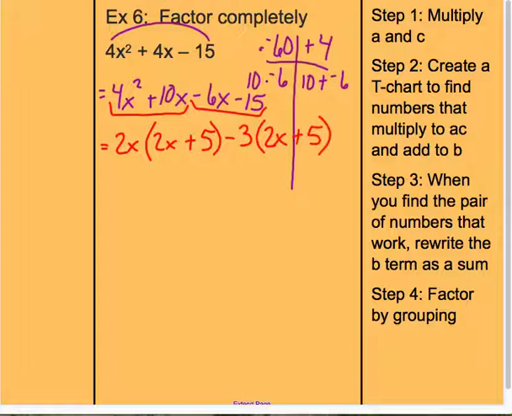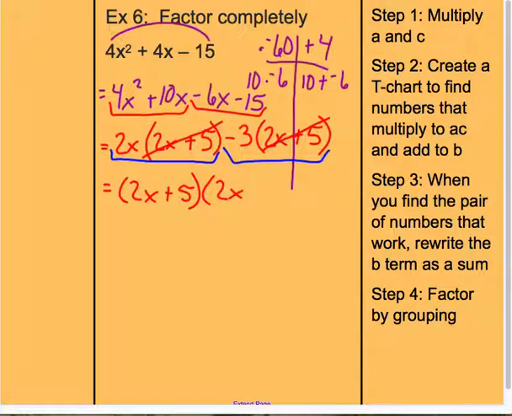All right, and again, as a reminder, we've got two terms now. Here's term 1, and here's term 2. So the common factor is 2x plus 5. When I cancel that out of the first term, I'm left with 2x. Cancel it out of the second term, I've got a negative 3. And your U-try problems.